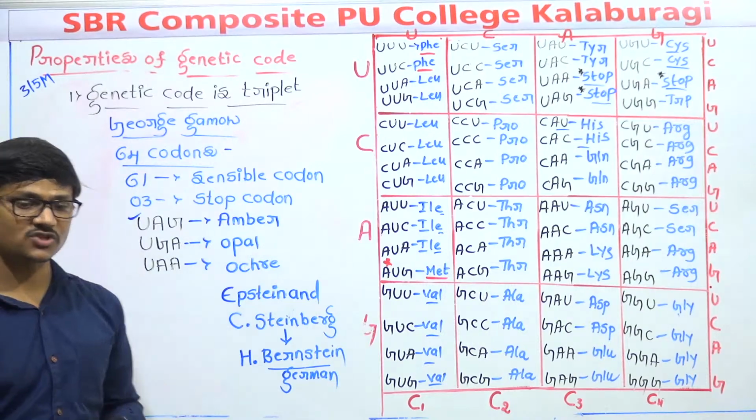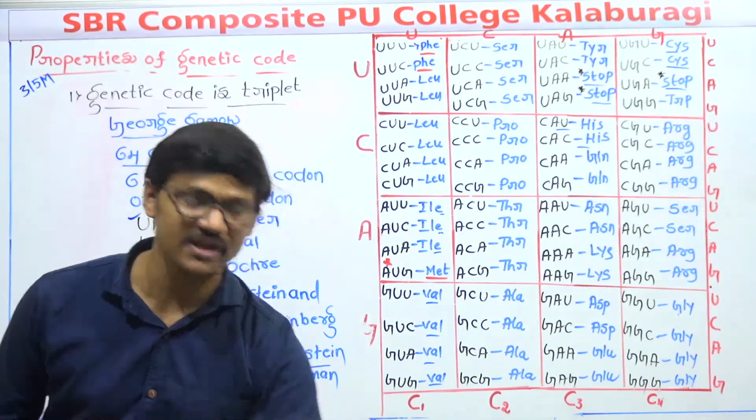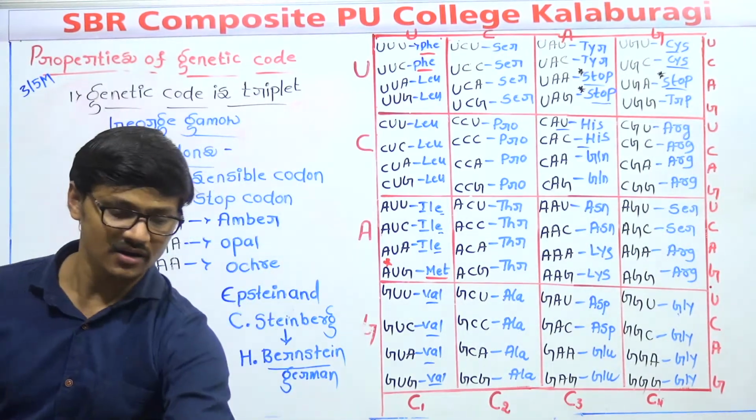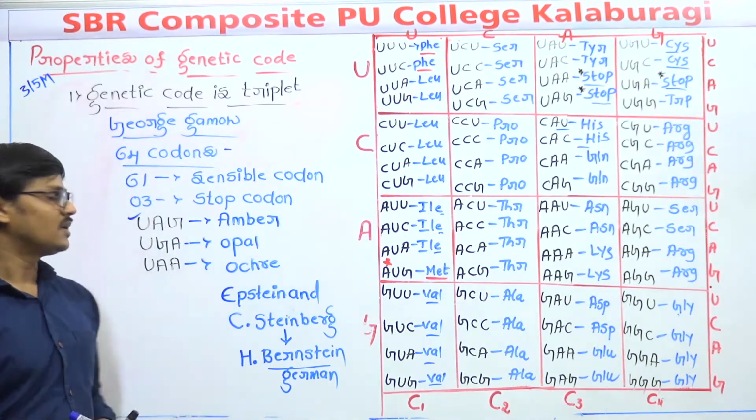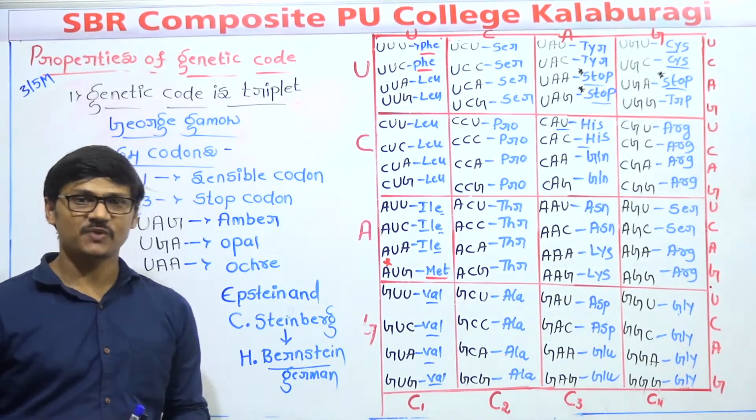So this is about the stop codons. Hope you know what the meaning of stop codons is. Stop codons do not code for any amino acids. They stop the process of translation. That's why they are called stop codons.